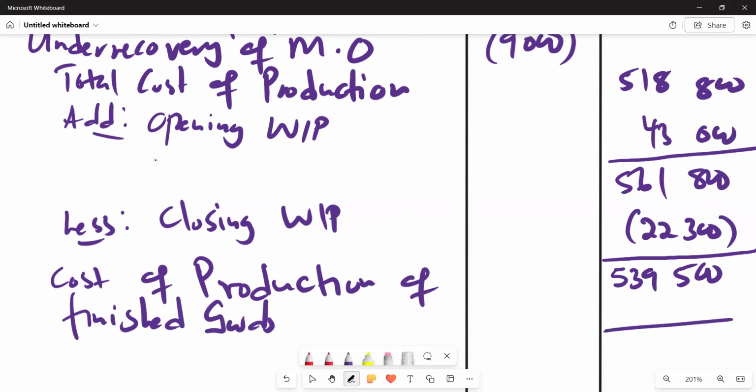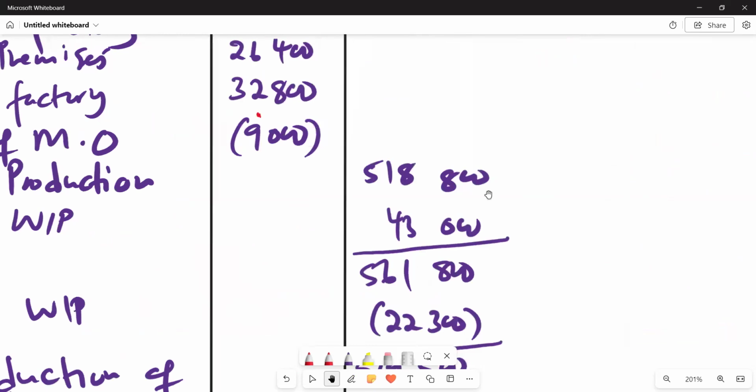So this is what we have. So this is going to be your final figure in the production cost statement. So this figure, you're going to transfer it to the trading account, and it's going to replace the purchases in the trading account. Remember, this is a manufacturing business, so it doesn't engage in the buying and selling of products. It manufactures the products, not buys it. So the purchases part is going to be replaced by our cost of production of finished goods when you're now in the trading account. So having that, we can go now to our income statement.